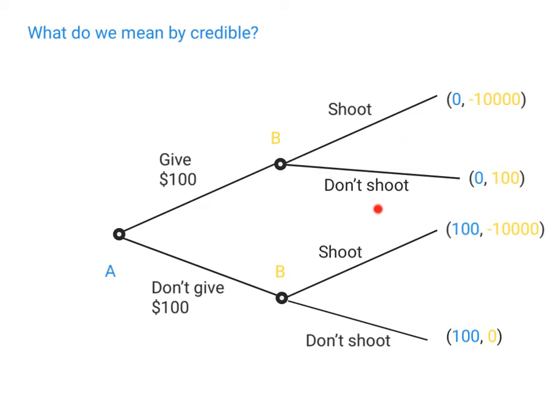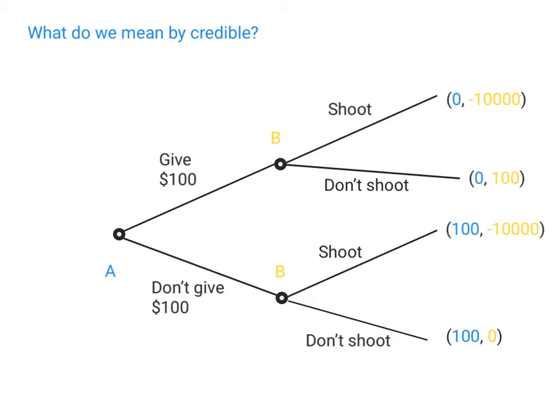If B doesn't shoot themselves, but they've got the $100, well, A, the blue payoffs by the way are A, gets 0 and B gets to keep the $100. What if A doesn't give B the $100? Well, then B can shoot themselves, A keeps the $100, but B gets minus 10,000, and B, if they don't get the $100 and don't shoot, A keeps the $100 and B gets nothing.